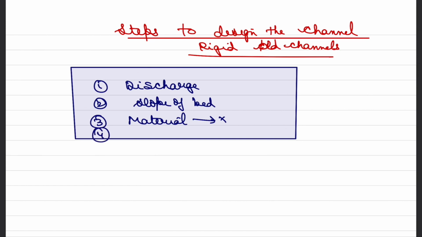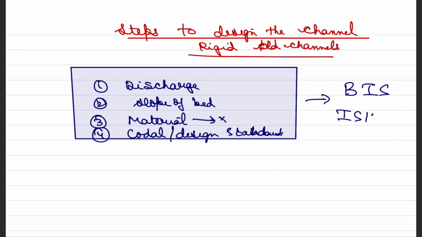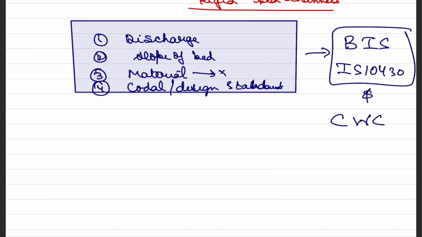And finally, depending upon the country in which you are designing the channel, what are the codal or design standards that have to be followed? In the case of India, we have the Bureau of Indian Standards, specifically IS 10430, and the Central Water Commission guidelines give us some provisions that all designs, both for flexible as well as rigid bed channels, should adhere to certain standards, and we are going to touch upon those in some examples, which we will again cover in our in-class discussions.